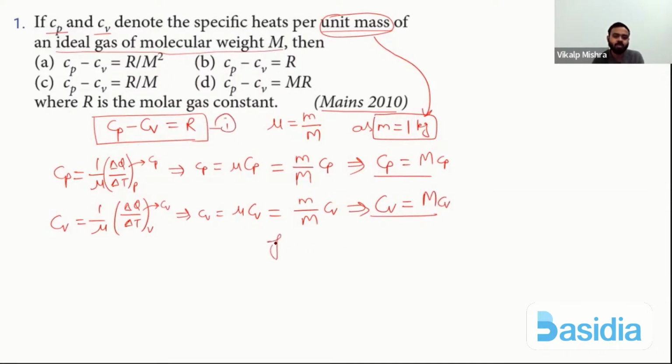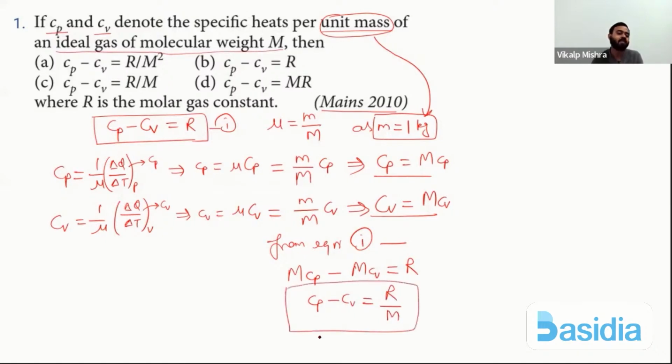So from equation 1 we will write capital M into small cp minus capital M into small cv equals R. So from here we get small cp minus small cv equals R by M. And this is the answer, Cp minus Cv equals R by M. And the answer is C. Okay, I hope all of you understood.